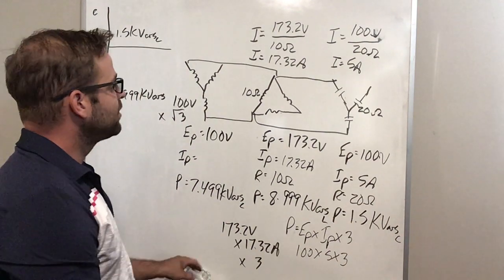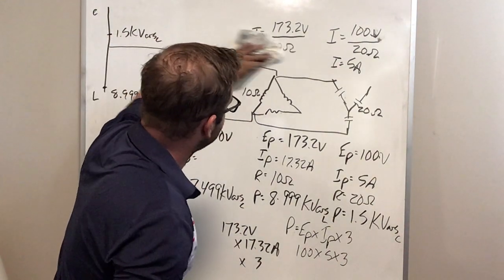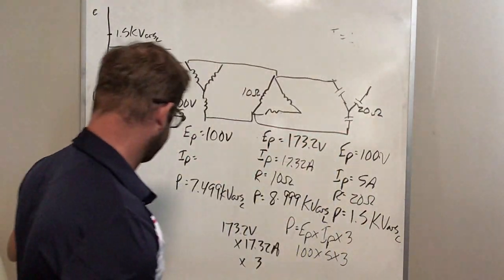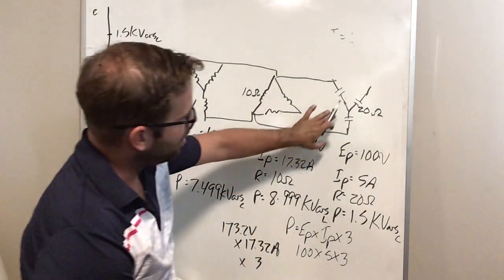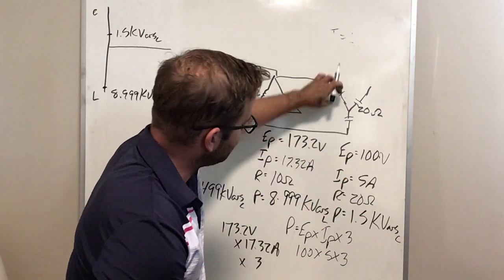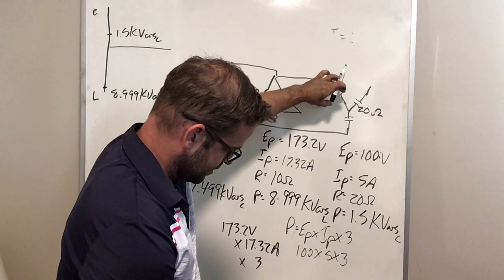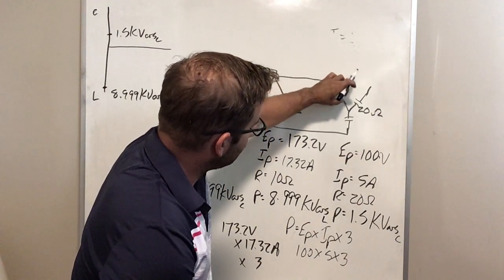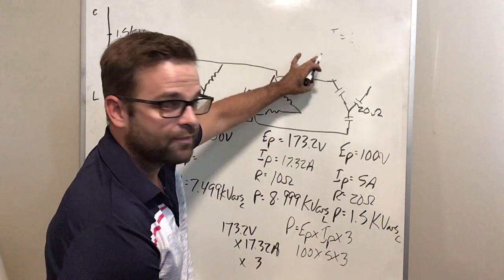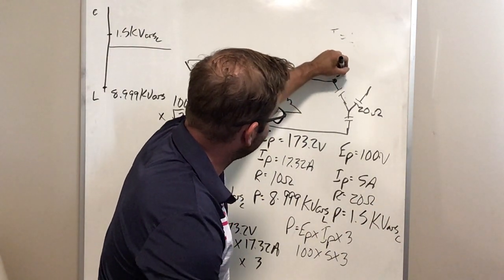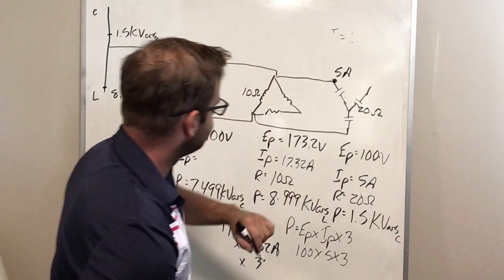So now if we look at our current in Y, that Y value of 5 in the phase is going to be 5 amps. If we follow that into our line value, it stays as 5. So at that terminal, we have 5 amps.